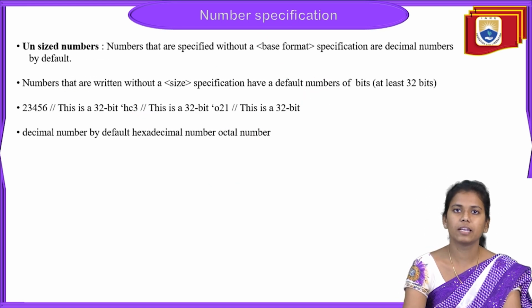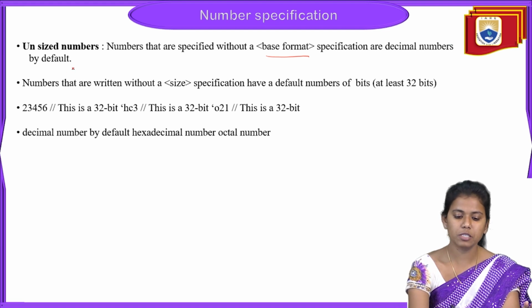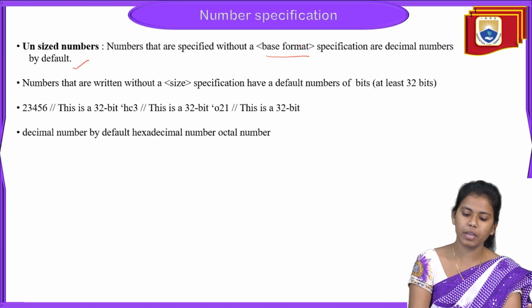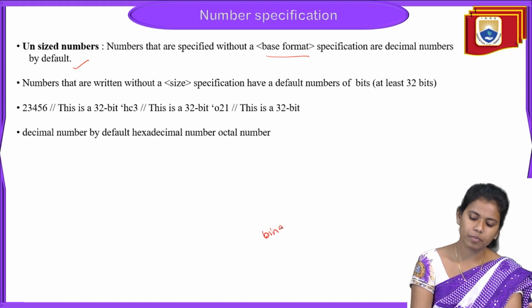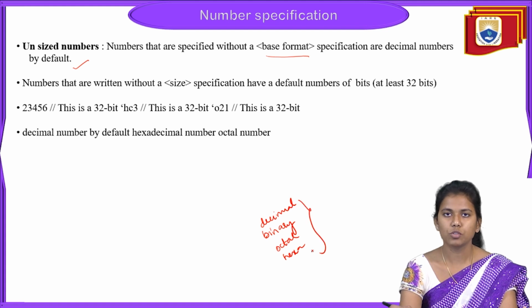Coming to the unsized numbers. What are these unsized numbers? Unsized numbers are the numbers that are specified without a base format, without any base format specification, and they are decimal numbers by default. So what is this base format? Base formats we see are binary, octal, hexadecimal, decimal. So these are the base formats. The numbers which are specified without any base format are called unsized numbers.